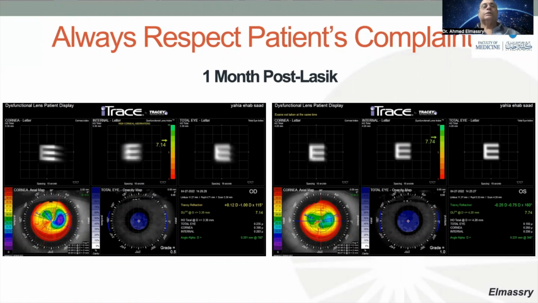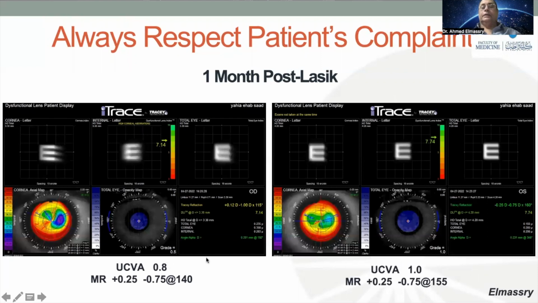You have to always respect the patient's complaint. This young medical student, type A personality, had LASIK done by one of our colleagues. He's not satisfied with his right eye, but his vision is 0.8 in the right eye and 1 in the left eye, with nearly the same refraction.